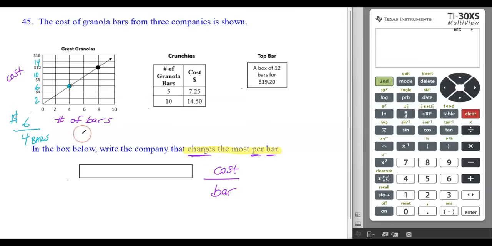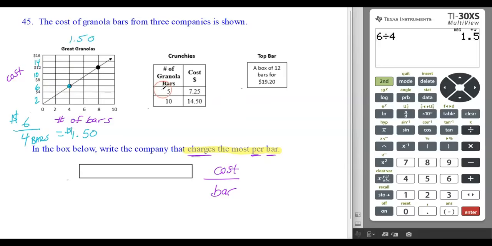So let's divide this. 6 divided by 4. It's 1.50. 1.5, you can tack a 0 on. So for Great Granolas, the cost is $1.50 per bar. I'll just put that up here.